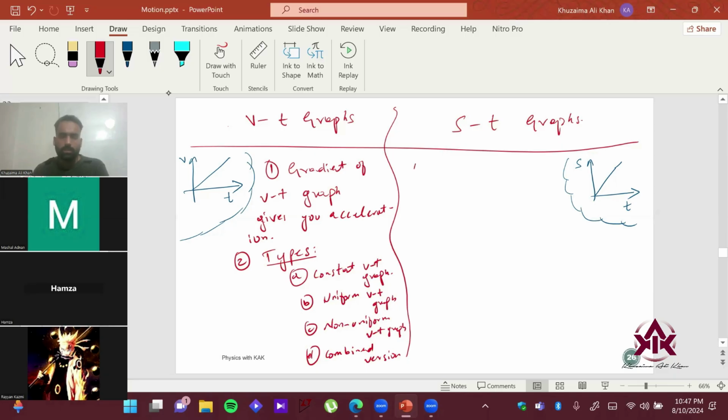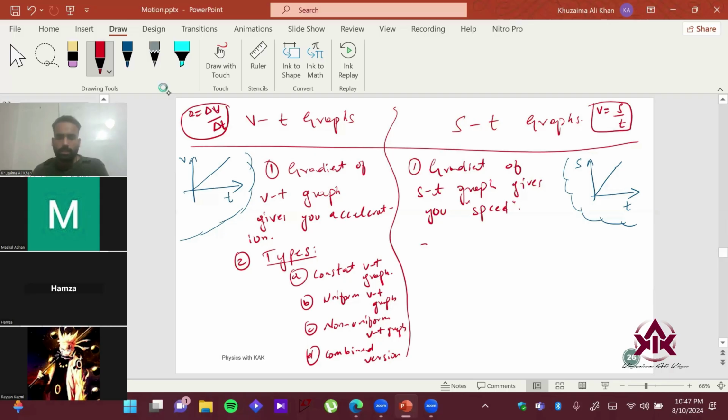यहाँ पे जो हमने अभी स्टार्ट किया है, we have known that the gradient of this graph, the gradient of the distance time graph, gives you speed, right? And just remember the formula, याद रखो हमेशा. Acceleration is change in velocity divided by change in time, and your speed is distance upon time, right?